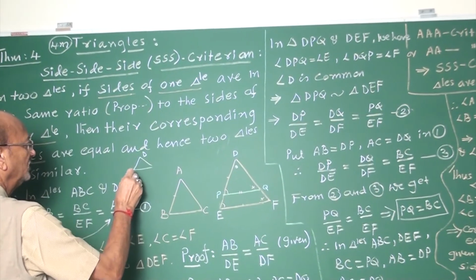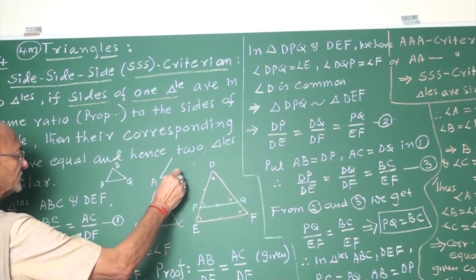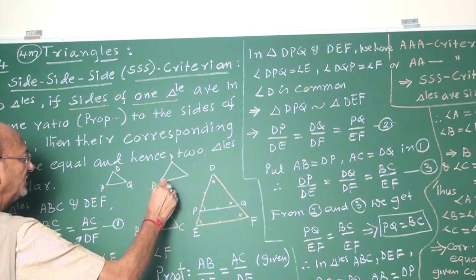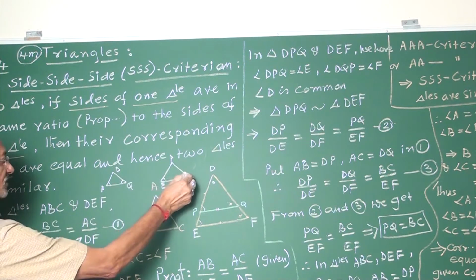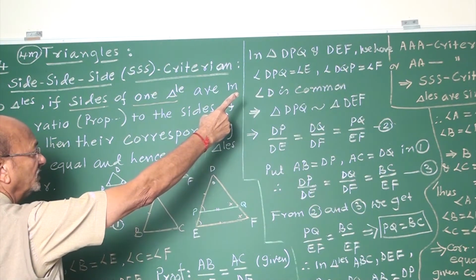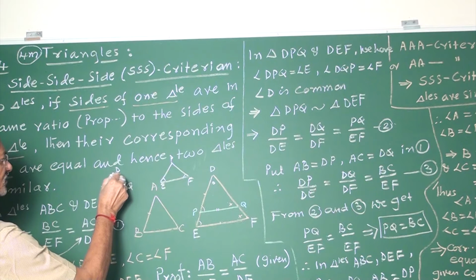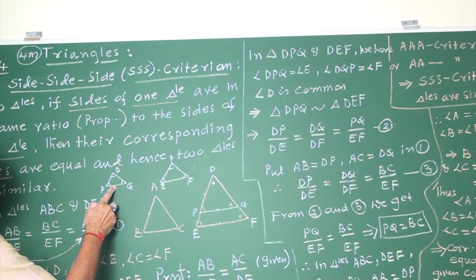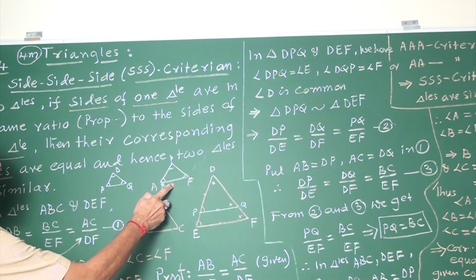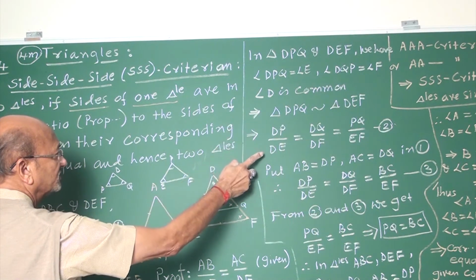This is DPQ. And the other one, the bigger one, is DEF. Angle P equals angle E, and Q means DQP, equal to angle F. And this is the common angle. Triangles are equiangular, otherwise triple A. All the three angles of this are equal to the three angles of this. By the triple A property, the triangles are similar. When the triangles are similar, sides are proportional.